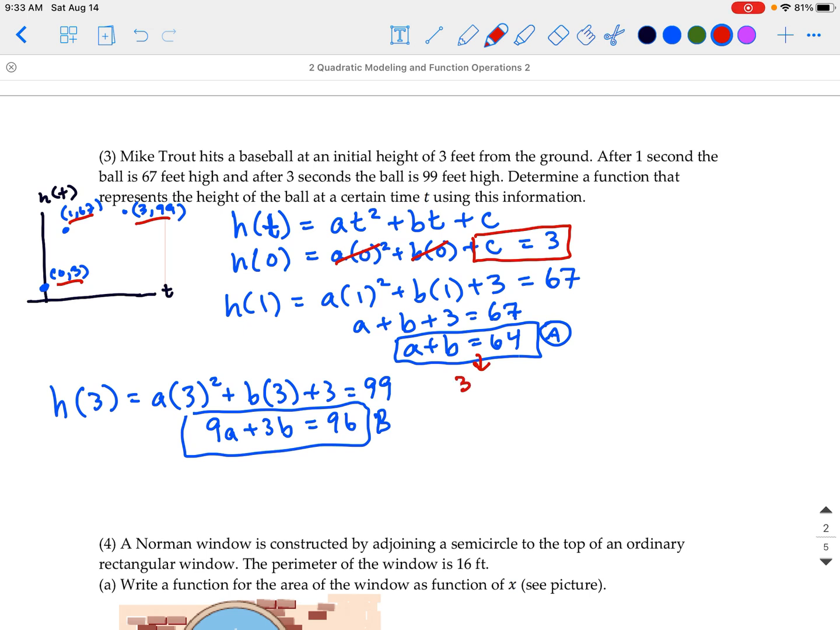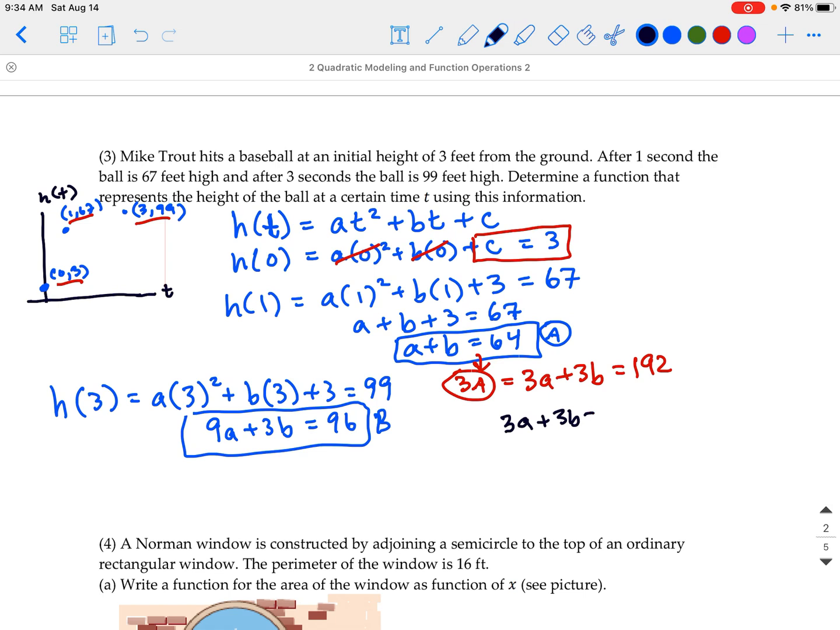So I'm going to take our A equation and multiply it by 3. So 3 times A is going to equal 3a plus 3b is equal to 64 times 3, which is equal to 192. So we're going to use that. And then we're going to put both of those equations together in order to solve. So let's see.